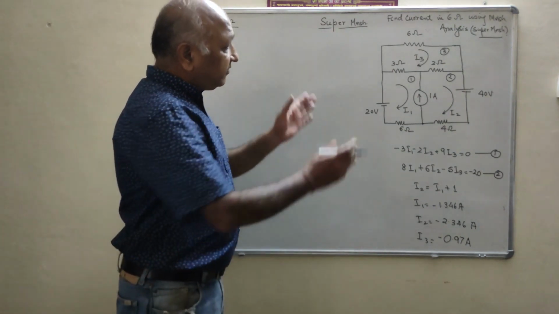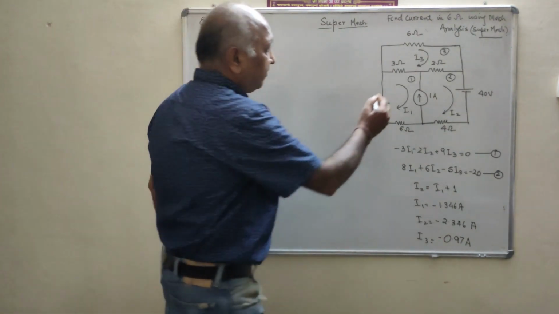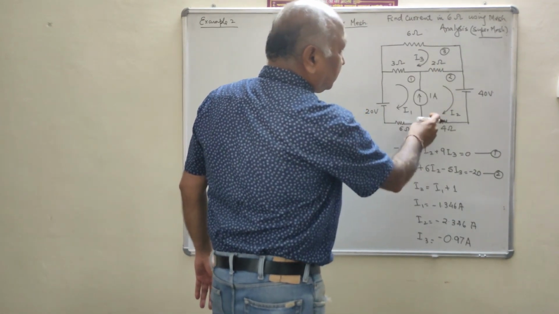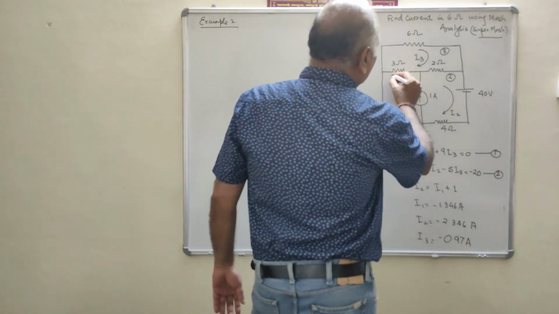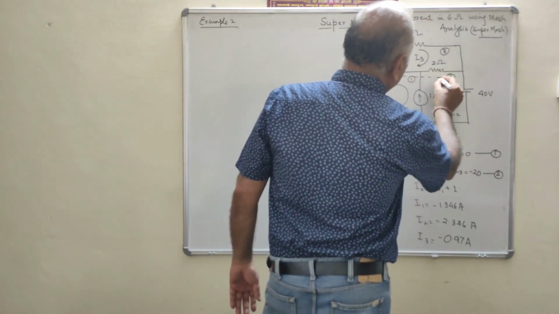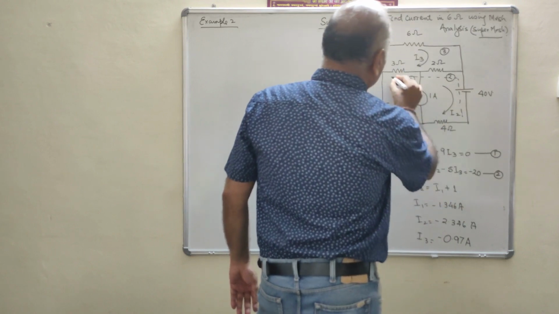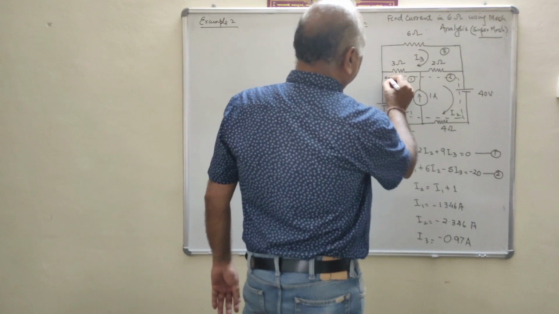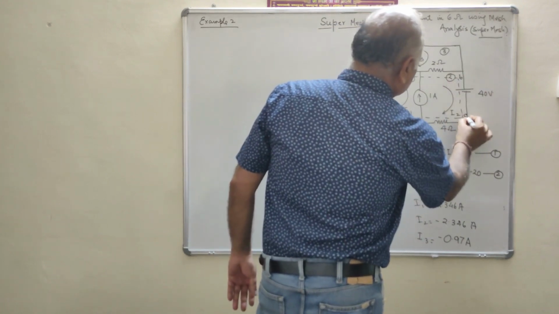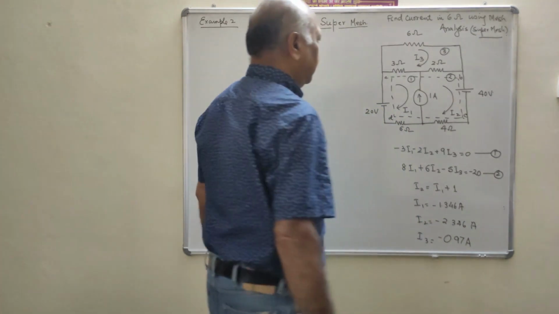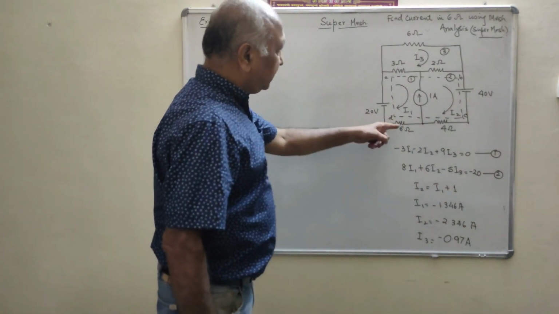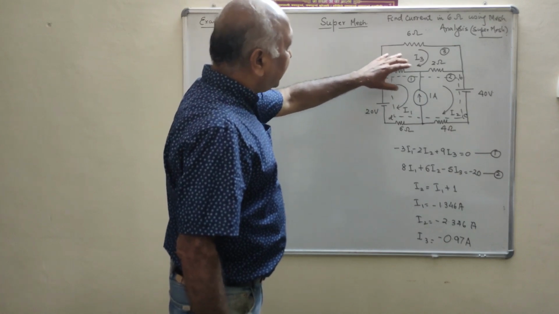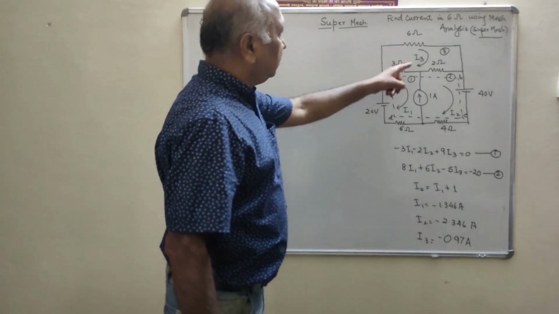Clear? You will see, if you observe mesh 1 and mesh 2, in mesh 1 and mesh 2 there is a current source. Clear? That means what will happen? It will be a super mesh. Clear? What is this? This is the super mesh, and we write down this is A, this is B, this is C, and this is D.